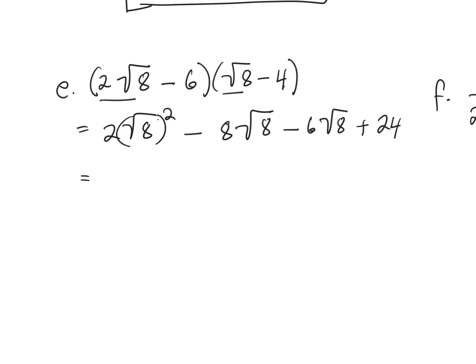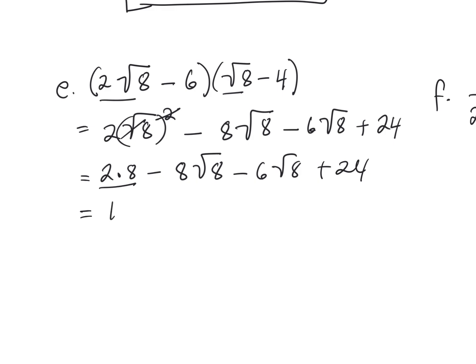So this is going to be cancelled out, so that's 2 times 8, minus 8 root 8, minus 6 root 8, plus 24. I just simplify that part, so that's going to give you 16. Negative 8 and negative 6 gives you negative 14 root 8, plus 24. Let's put that here: 16 plus 24 gives you 40 minus 14 root 8.